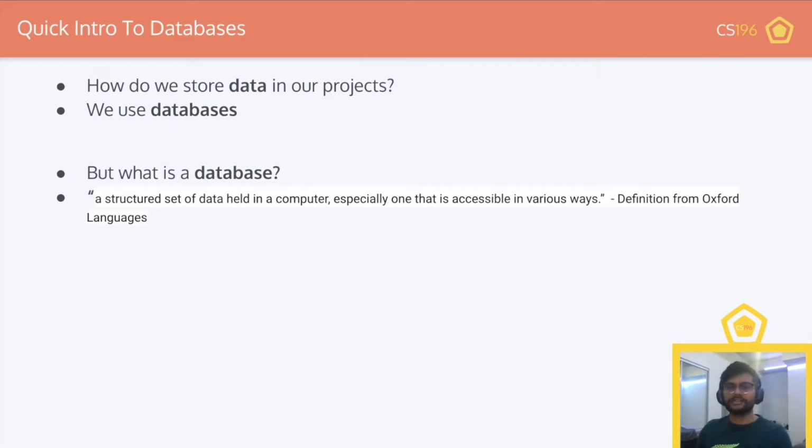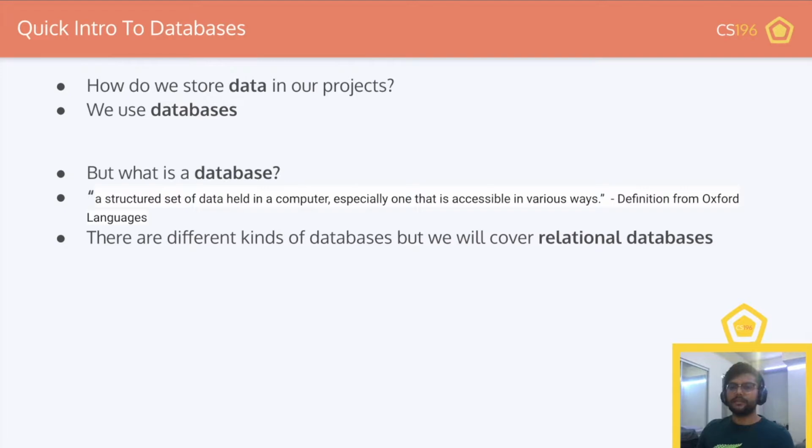So back to, what is a database? Well, a database is a structured set of data held in a computer, especially ones that are accessible in various ways, and that's the straight definition. And honestly, that's pretty good. Essentially what a database is, it's a data structure that we use to store data for our project, and that's kind of given away by the name. But there's many different kinds of databases, like graph-based databases, document-based databases, but we're going to cover the most basic one called a relational database.